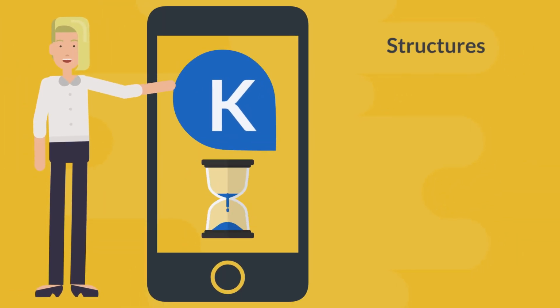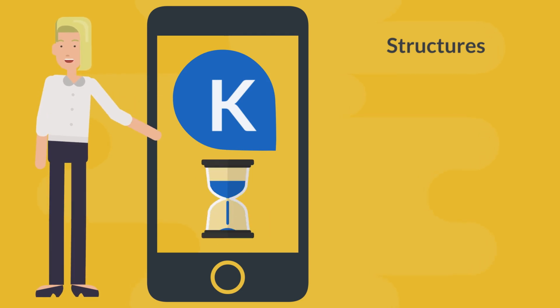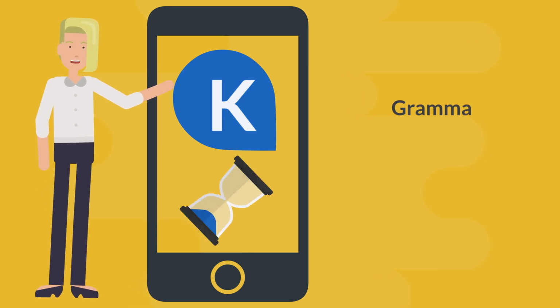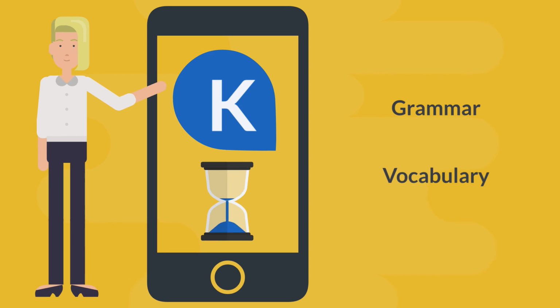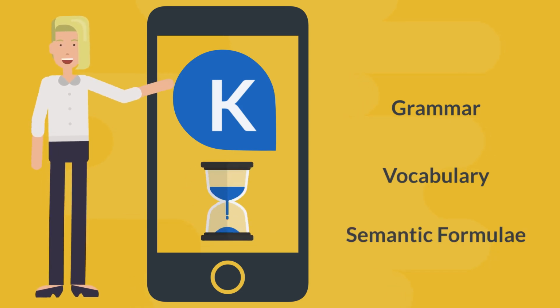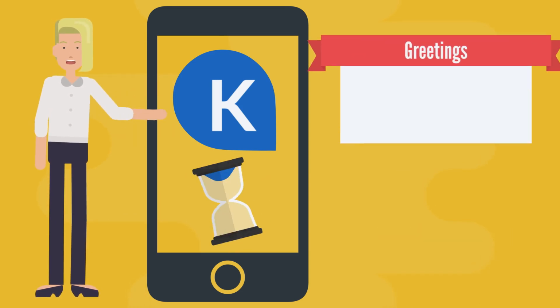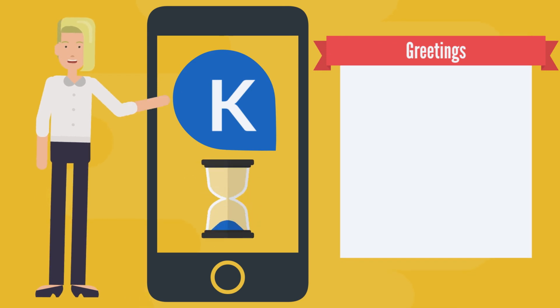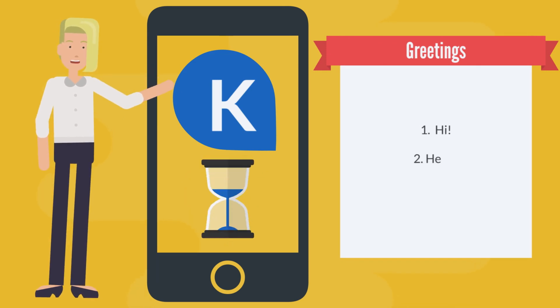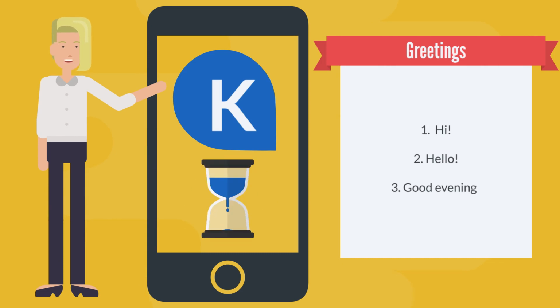Knowledge represents the structures that the learner has acquired in the language. This might be the grammar pieces, the specific vocabulary, different semantic formulas. For example, in a greeting, this might be a list of all the ways you could say hello: hi, hello, good evening, etc.